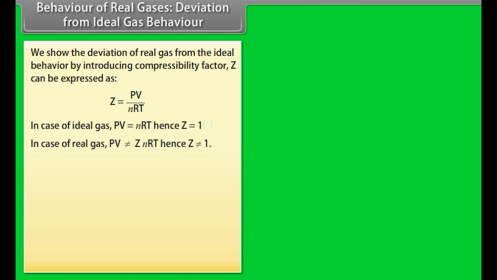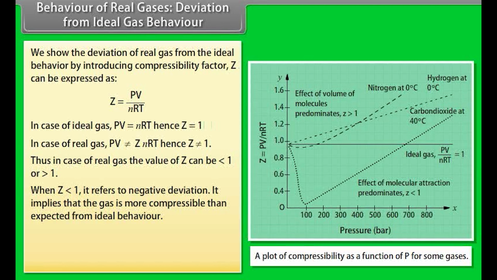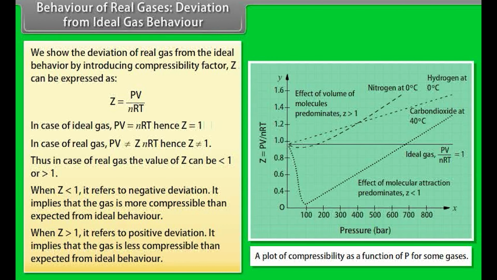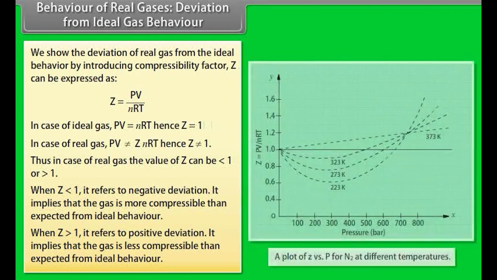In case of real gas, PV ≠ ZnRT. Hence, Z ≠ 1. Thus, in a case of real gas, the value of Z can be less than 1 or greater than 1. When Z is less than 1, it refers to negative deviation. It implies that the gas is more compressible than expected from ideal behavior. When Z is greater than 1, it refers to positive deviation. It implies that the gas is less compressible than expected from ideal behavior.